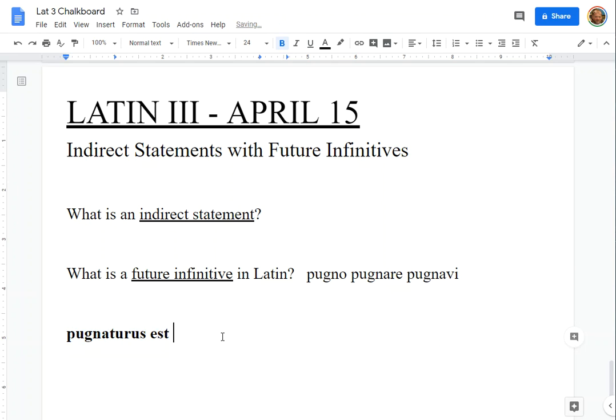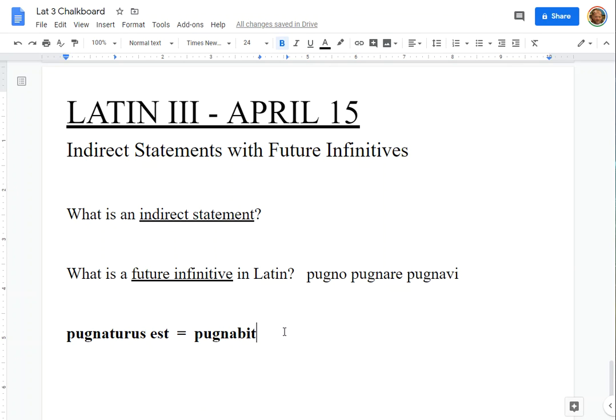So this would be basically the same thing as pugnabo. If we remember the future verb for pugnare, there's bo, bis, bit, bimus, bitis, bunt. So these are two ways to say the same thing. Oh, no, I'm sorry, I made a mistake. My bad. Let's change this to that. Okay, pugnaturus est: he is going to fight. And that T reflects that he or she ending there. So pugnaturus est equals pugnabit.